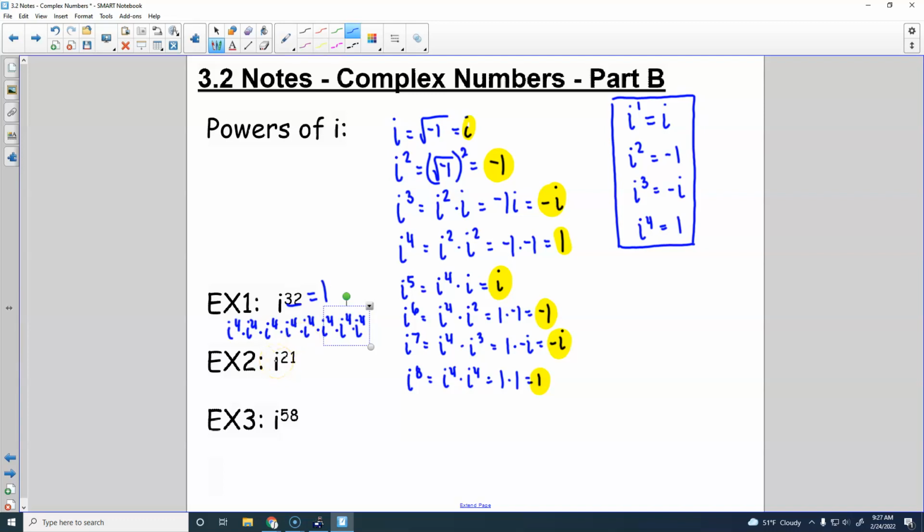If it's not divisible by 4, then choose the number underneath it that's divisible by 4. So if I've got i to the 21st power, the next number underneath 21 that is divisible by 4, what would that be? 20. So I'm going to break this down into i to the 20th times i to the 1st power. Anytime your exponent is divisible by 4, you just get 1. So i to the 20th just equals 1. And then you've got i to the 1st power, which is i. So that's just going to give you i right there.